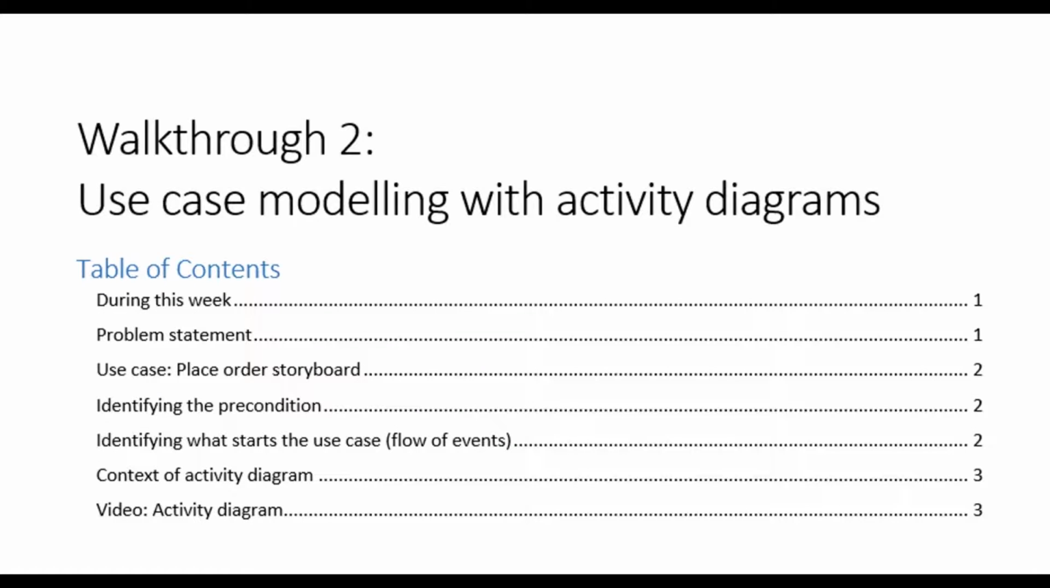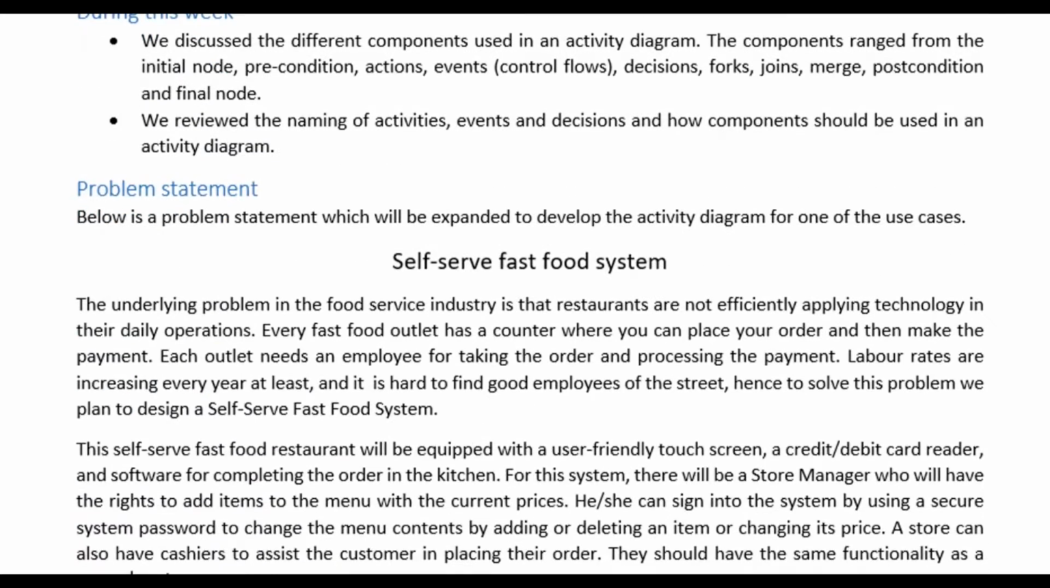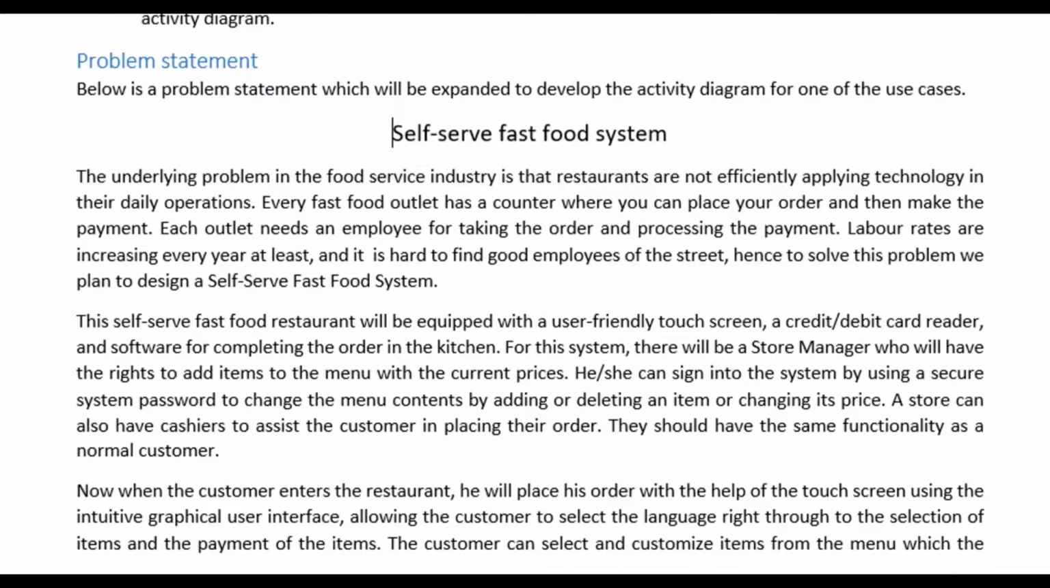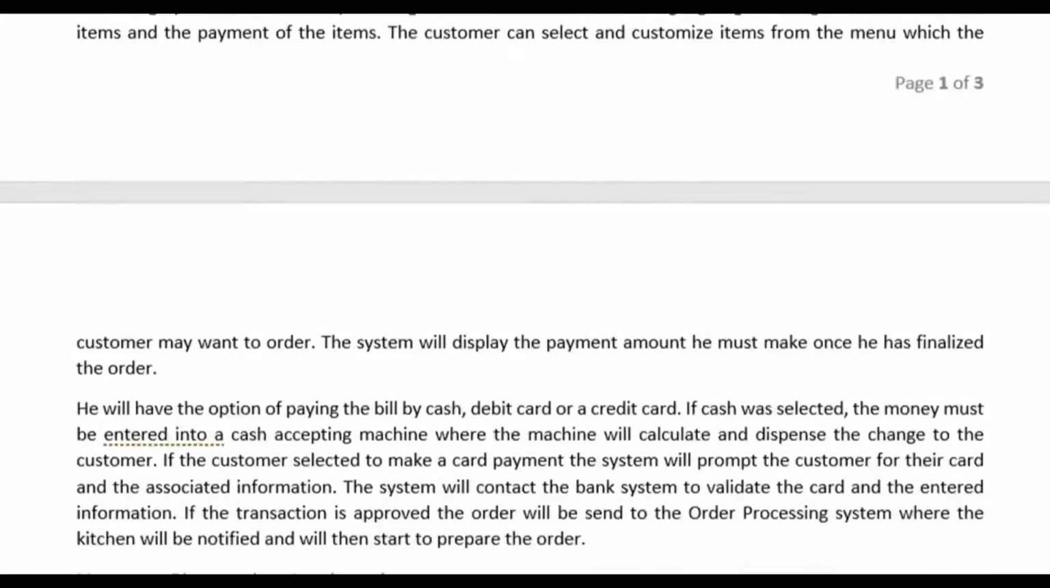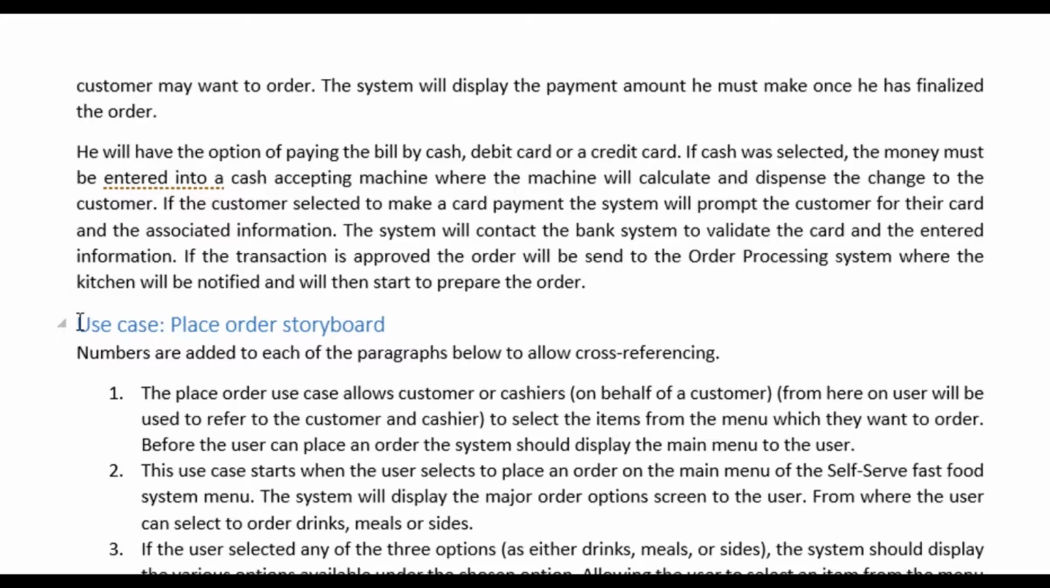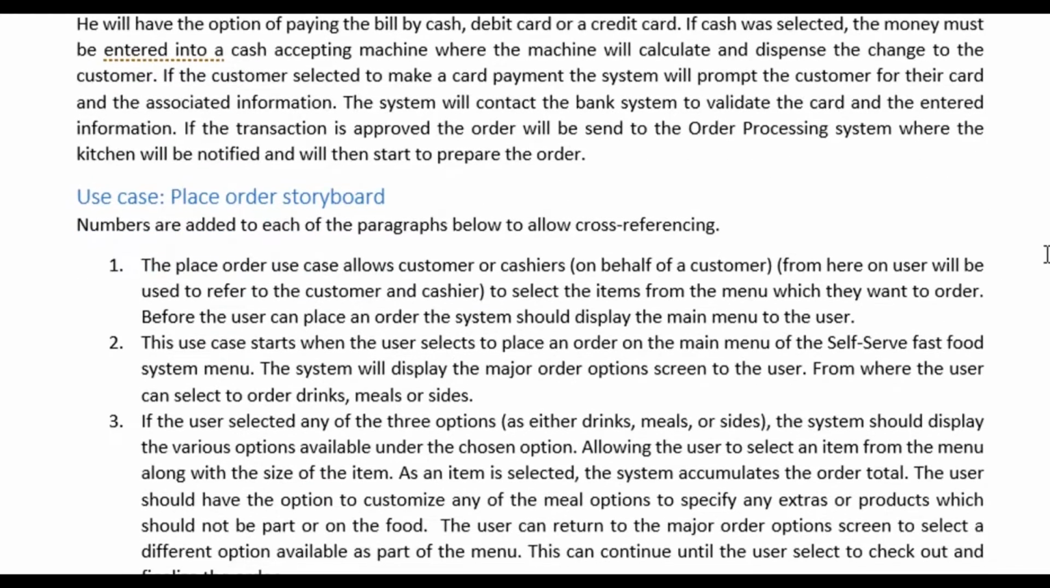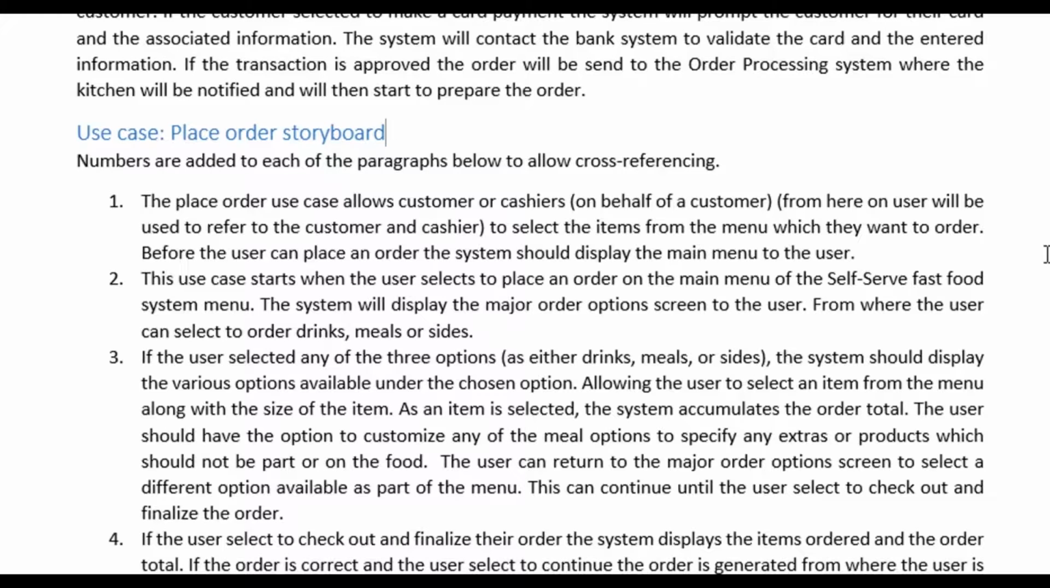Welcome everyone. In this walkthrough, I'll take you quickly through the use case modeling of activity diagrams. What you will see is based on the self-serve fast food system we worked on previously in walkthrough 1. As part of this walkthrough, I've added the place order storyboard, which is basically a section that describes what is going on in that use case.